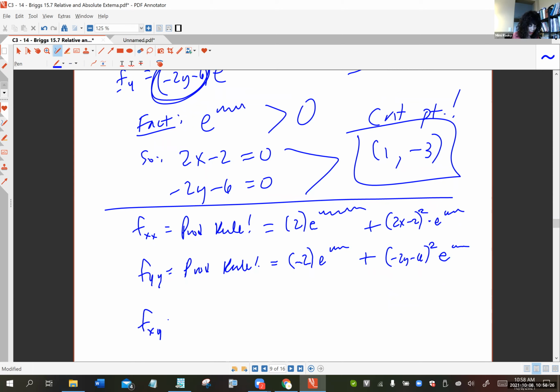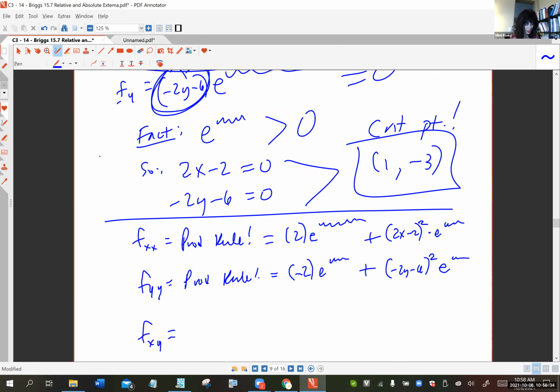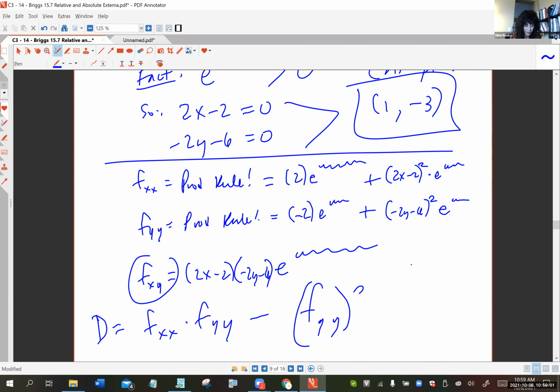What about fxy? Well, good news, we do not need the product rule. So you're taking the derivative of fx up here with respect to y. So the 2x minus 2 is just a constant multiple, and then multiply that by the derivative of the exponential with respect to y. But that's going to be e to the blah, blah, blah times the negative 2y minus 6, okay? Hold your fire. So your D is going to be the fxx times the fyy minus this fxy getting squared. Let's think this through slowly here.